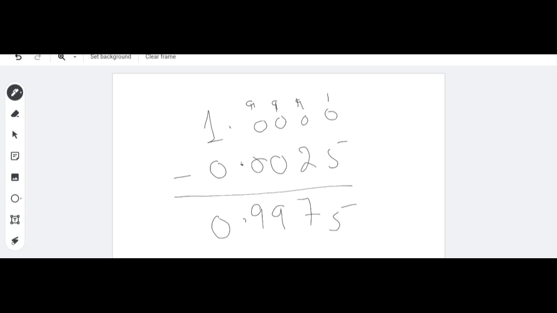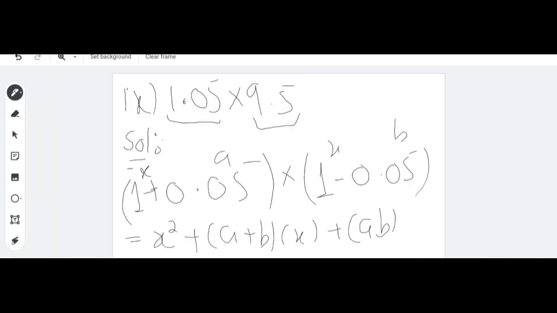0.9975. So x squared, a plus b, equal to x square a into b, right? Understood? Any confusion? Let me explain this question one more time.